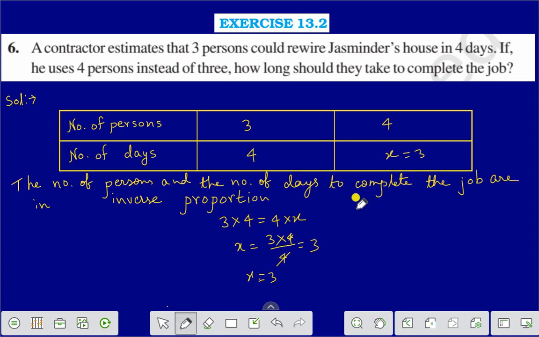How long should they take to complete the job? Therefore, they should take 3 days to complete the job.